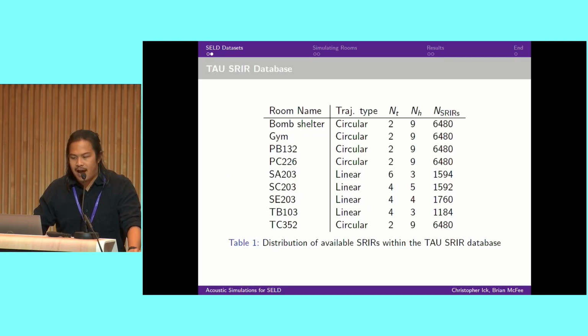For this particular task at DCASE, we have a very nice data set provided by Tampere University, which makes use of 9 different rooms, each with a set of either circular or linear trajectories, and each one of them contains between 1,500 and 6,500 spatial room impulse responses. So my question is, if we take these limitations on this real data set and apply them to a simulated data set, how close can we get to the same performance?